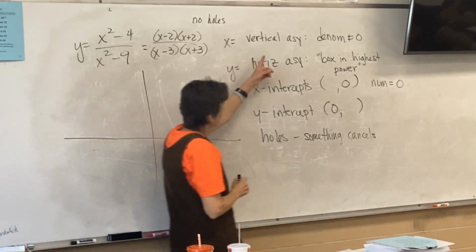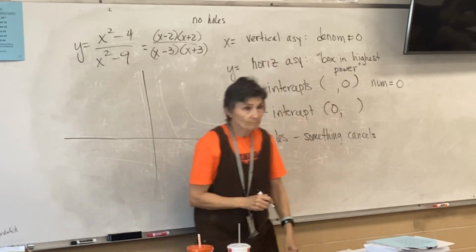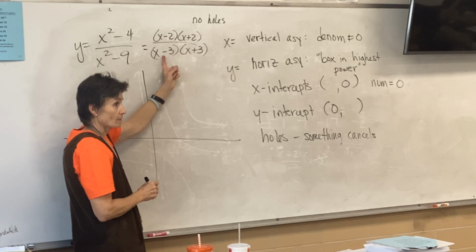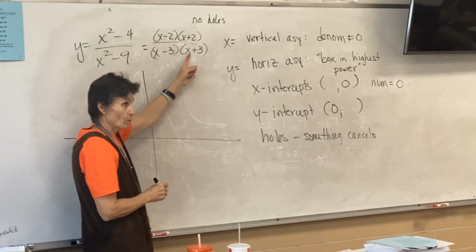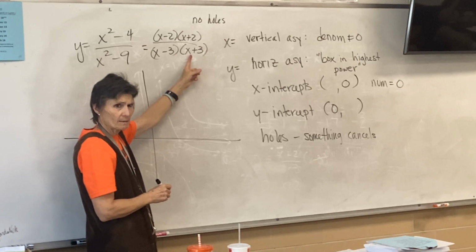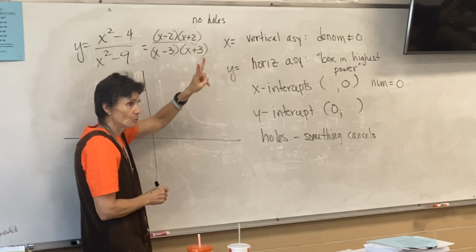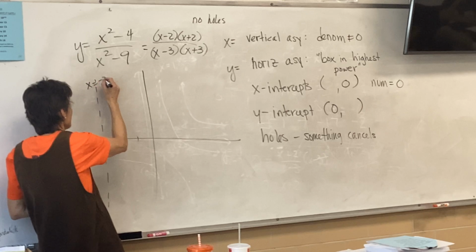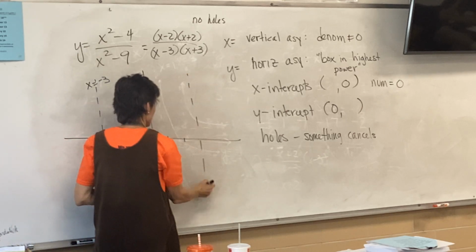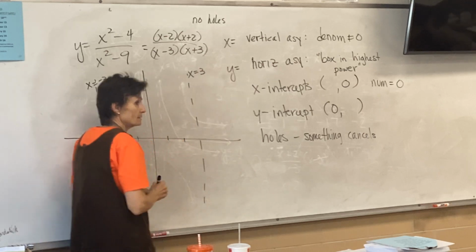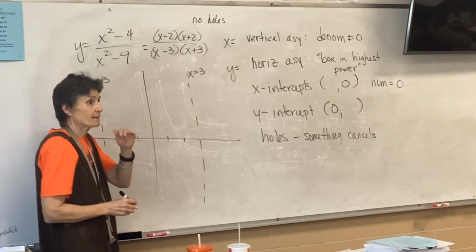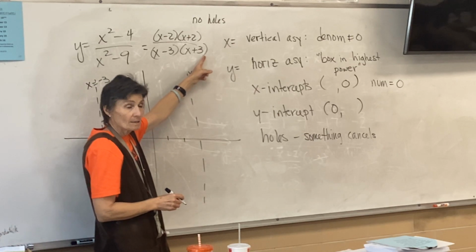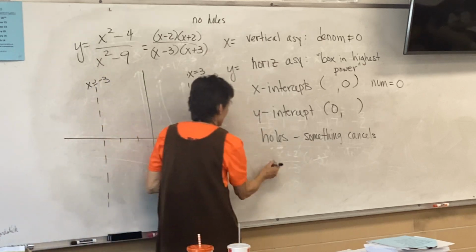Well, let's just start with what makes the denominator 0? What would make your denominator 0? 3 or negative 3. What does that mean? I have 2 vertical asymptotes: one at negative 3 and one at positive 3. Most of you can look at this and say 3 and negative 3, but if you can't, just set it equal to 0.